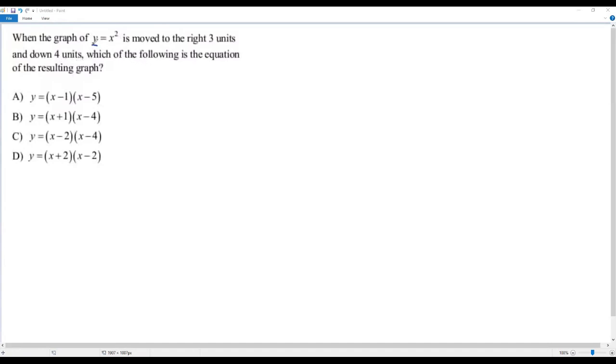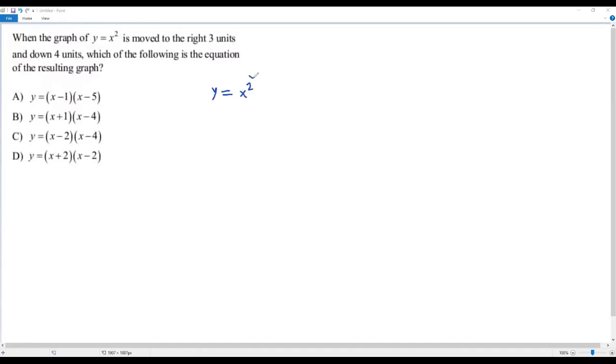Okay, here we have the equation y = x², and we are going to apply two transformations to the graph of this equation. One is a horizontal translation of 3 units to the right and the other is a vertical translation of 4 units down. Now let me take the given equation as it is. It is y = x².